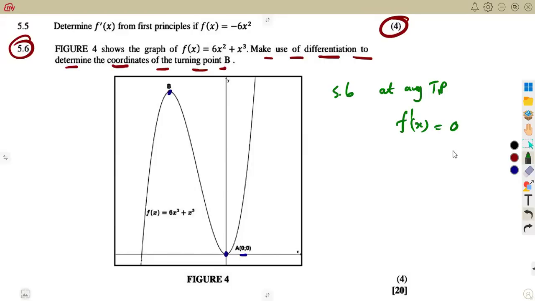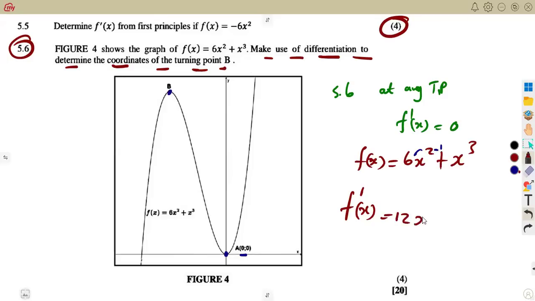So let's find the first derivative from our f of x. If our f of x is given as 6x squared plus x cubed, what is the first derivative, guys? I talked about this, guys. You drop the exponent, you subtract 1. So 2 times 6, that's 12x. You do the same thing: you drop the exponent, you subtract 1. So 3 times 1 will be 3x squared. Just like that. This is our first derivative.